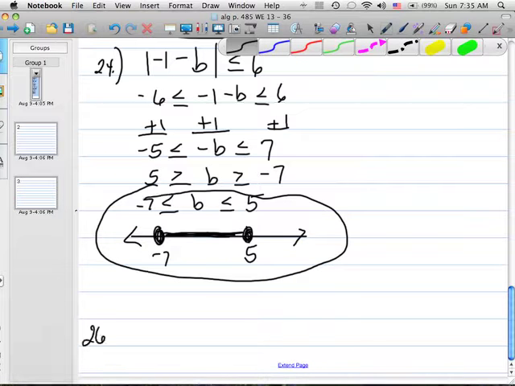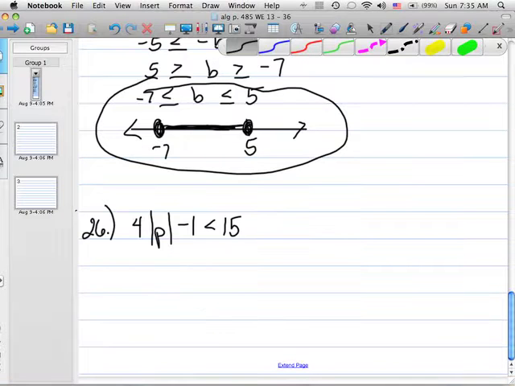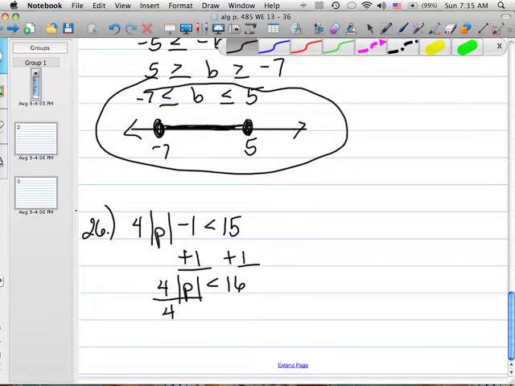Number 26, I have 4 times the absolute value of p minus 1 is less than 15. Now this is section B, it poses a little harder situation. And what I see here is the absolute value is not by itself, and in order to get the correct compound sentence, I have to get rid of anything outside the absolute value before I can break it into its compound sentence. So I'm going to have to add 1 first. So now I have 4 times the absolute value of p is less than 16. Then I divide by 4. If I don't do this and there's a negative somewhere outside and it turns the inequality, I'll have it wrong.